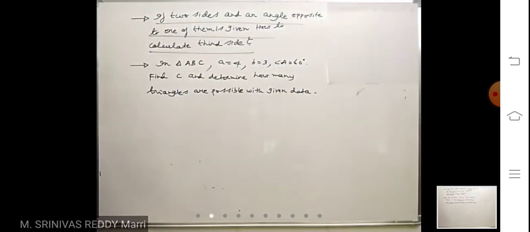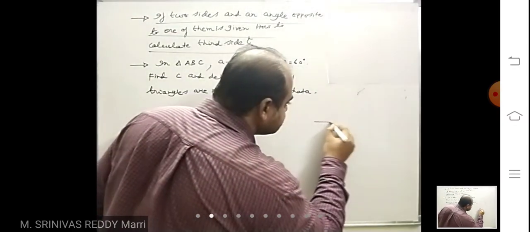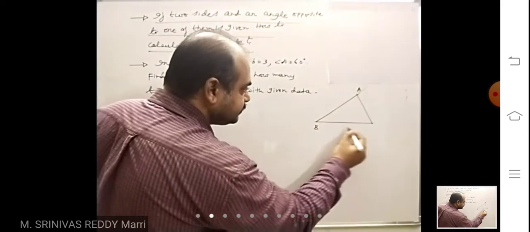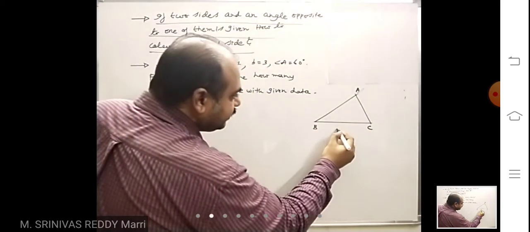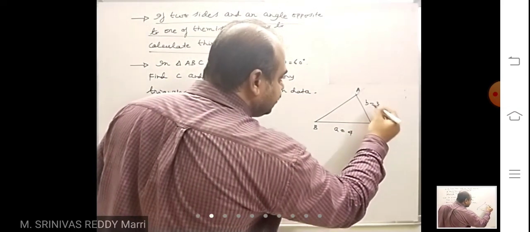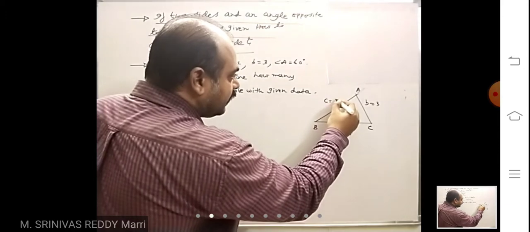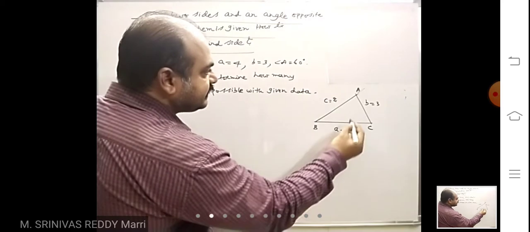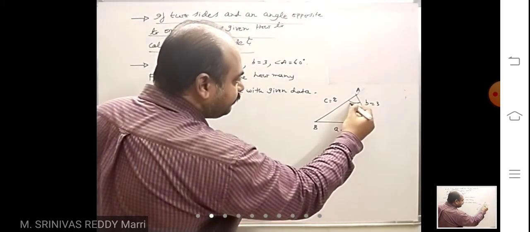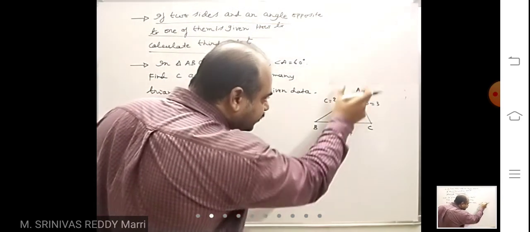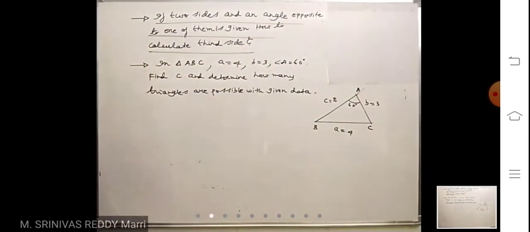Look here. Whatever I am telling, this is the one. What is given is a, b, c. You are given a equal to 4 and b equal to 3. So two sides are given, and he is asking how much c is, and angle A is given as 60 degrees. Two sides are given, and an angle opposite to the given side. You have to calculate the third side c.